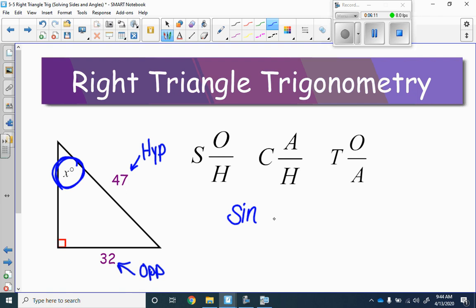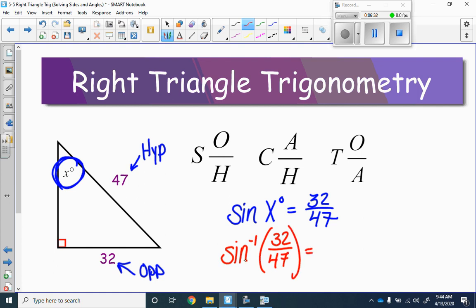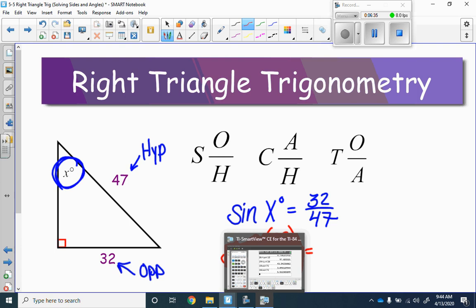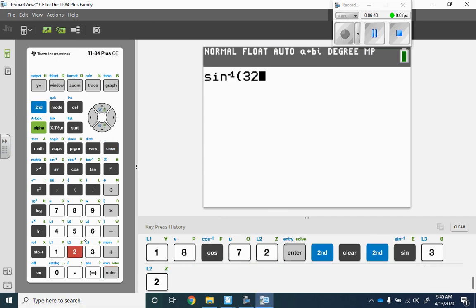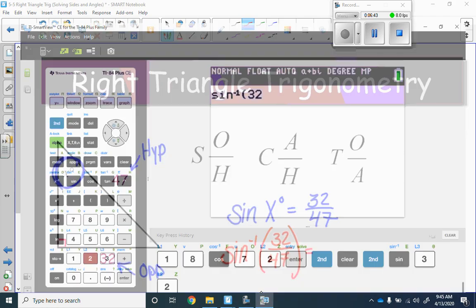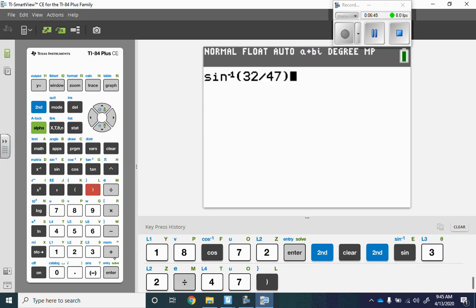So I can set this up as the sine of x degrees is equal to 32 over 47. How are you going to get the x by itself? You can't divide by the sine, but what we can do is we can do something called the inverse sine. And that's by using the second button on your calculator, and you're going to take the inverse of that ratio. So we're going to take the inverse sine of 32 over 47. And what that's going to do is that's going to give us what our angle is going to be.